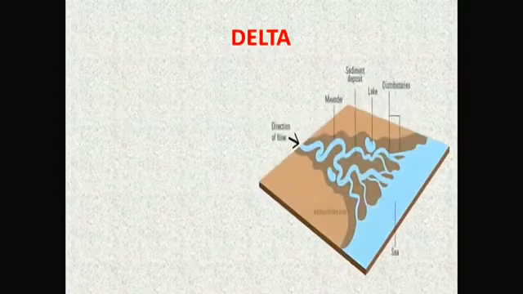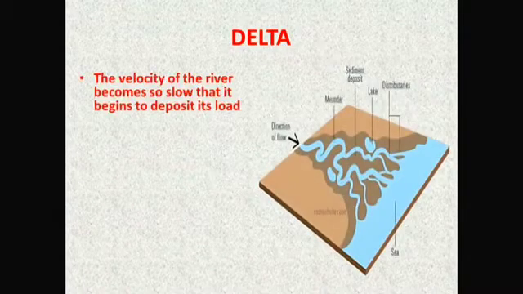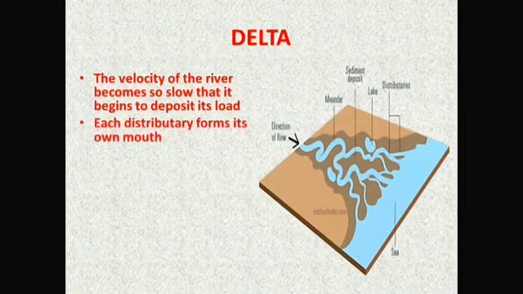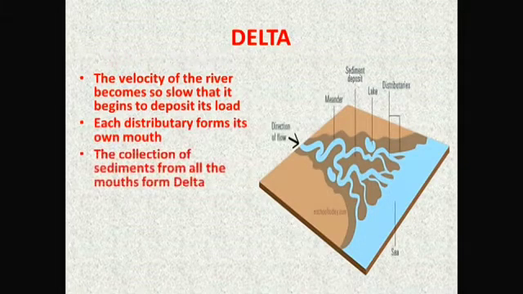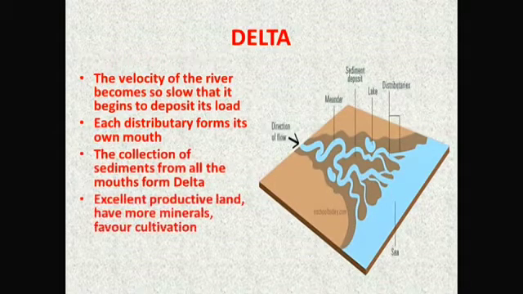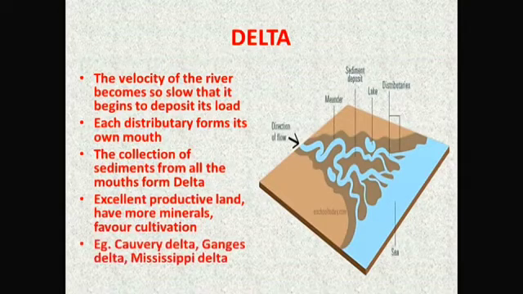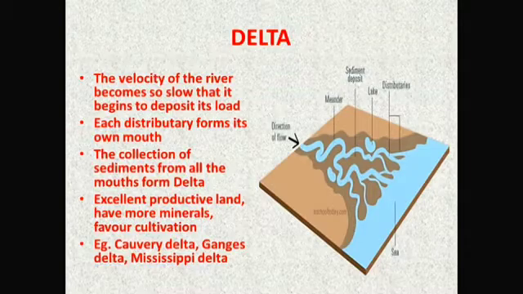Next we are going to see about delta. The velocity of the river becomes so slow that it begins to deposit its load. Each distributary forms its own mouth. The collection of sediments from all the mouths forms a delta. Deltas are excellent productive lands. They have more minerals which favor cultivation. Examples: Kaveri Delta, Ganges Delta and Mississippi Delta.